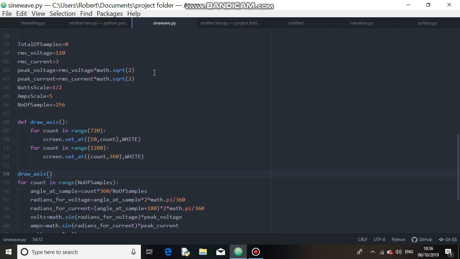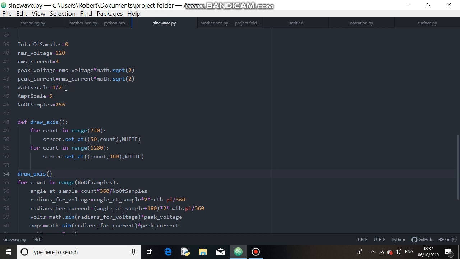Now when you're using a sine function, it returns a value between -1 and 1. So what we need is the peak voltage, so that when it hits 1, it's 1 times peak voltage. So that's the peak, and when it's low, it's -1 times peak voltage. So that's the trough. We need to do this for both current and voltage. To do this, you just multiply the RMS voltage by the square root of 2, and that gives you the peak voltage.